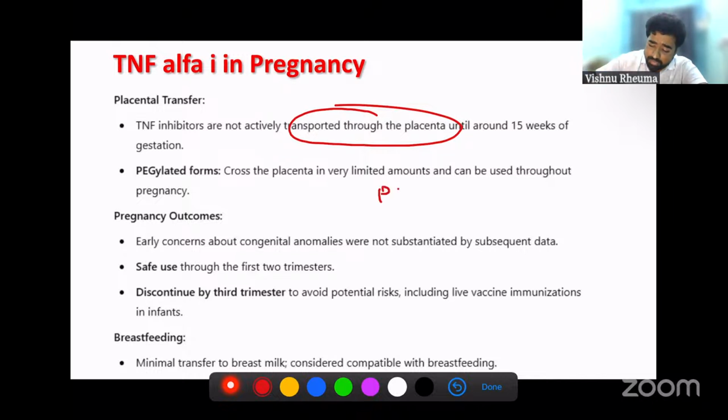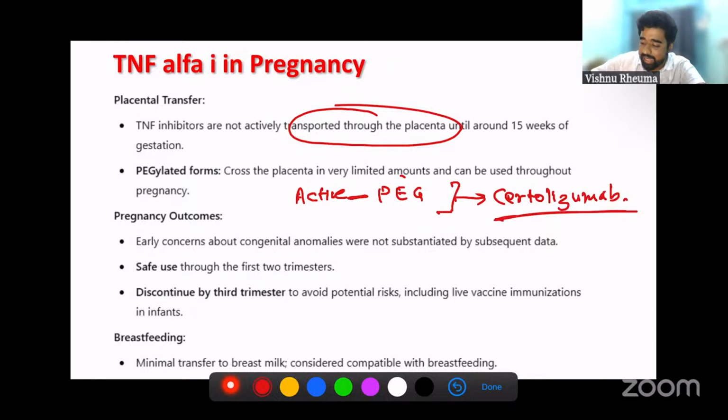In certolizumab, there is a PEG attached to the active moiety, right? So this is what certolizumab is. Certolizumab will not cross the placenta, and can be given in all trimesters. But other TNF alpha inhibitors will cross the placenta to some extent and they can immunosuppress the fetus.